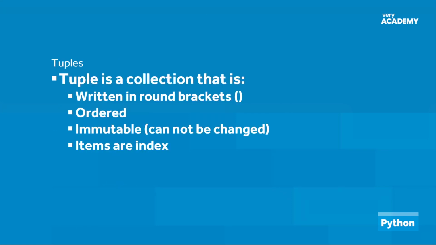I'll start by just introducing basics, and then we'll fill in the gaps and establish what a tuple is. A tuple is a collection that is written in round brackets, it's ordered, it's immutable, so it cannot be changed once it's set, and the items are indexed. So there's a lot going on here. By the end of our look at tuples, hopefully we're going to understand a little bit more about this.